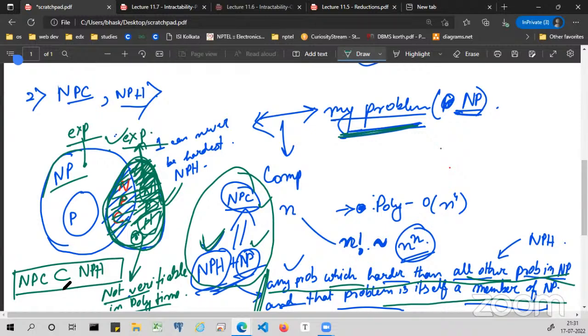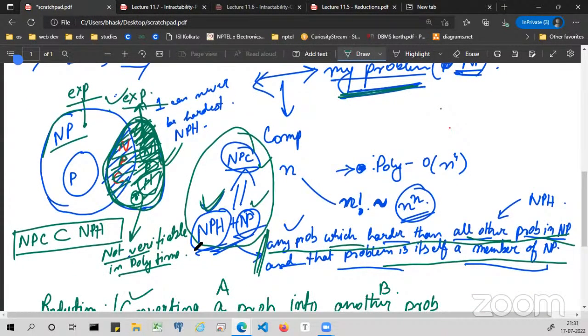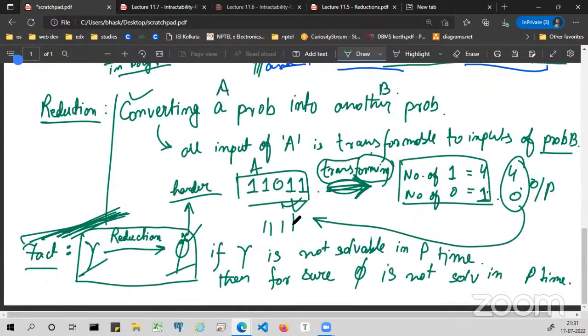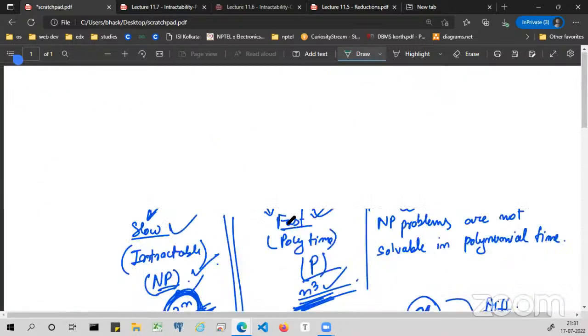The statements are: NP-complete is a subset of NP-hard. That is a statement, right? And NP problems are polynomial time verifiable. That is also a statement. Okay, fine. That was the summary.